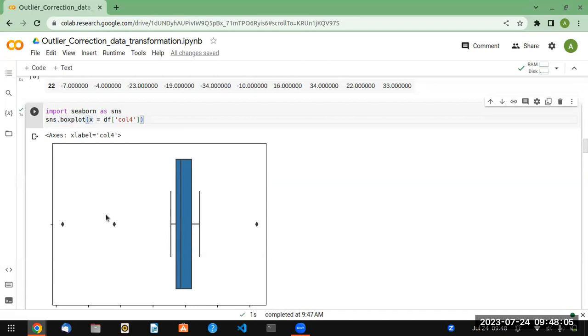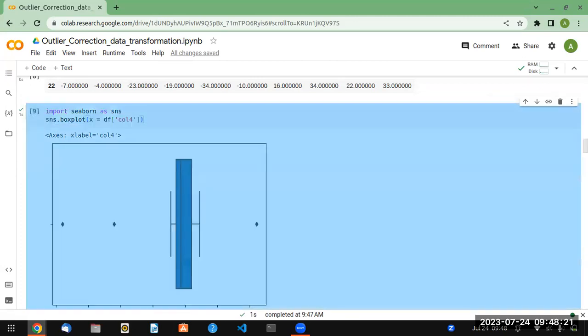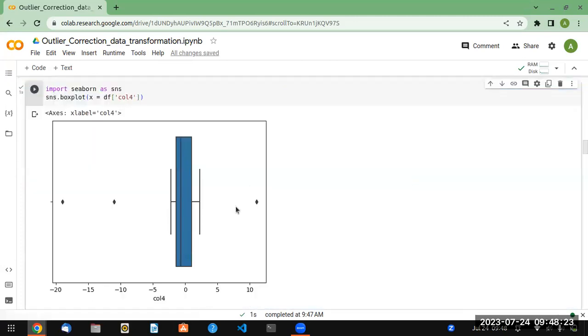Now this is the graph. Can you see what happened? In the box plot, the 3 points we added are far away from the box. In this way you can find your outliers. So this is one outlier, this is one outlier. Since we created this data, it makes sense to us.